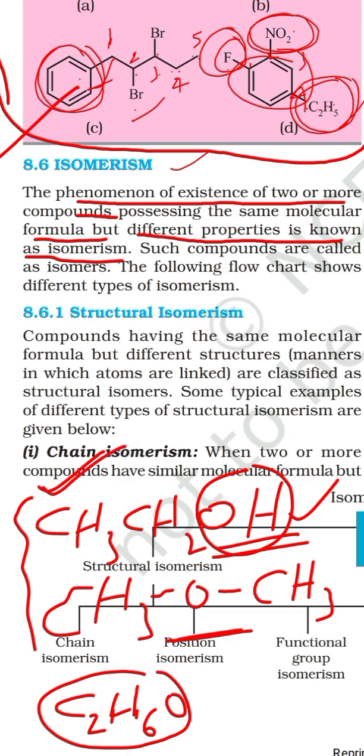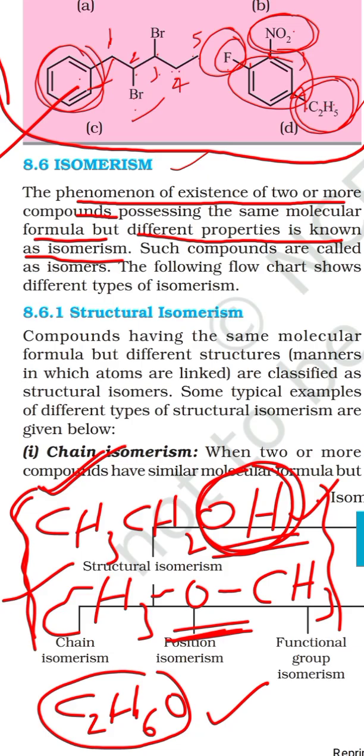Ethanol has a boiling point of around 70, not exactly, but nearly. But dimethyl ether has a boiling point of around 30 or below 30. So both are totally different, having the same molecular formula but different functional groups. This has the OH functional group, and this has the ether functional group. Since they have the same molecular formula, these two are called isomers. That means functional isomers, and this phenomenon is called isomerism, functional isomerism.